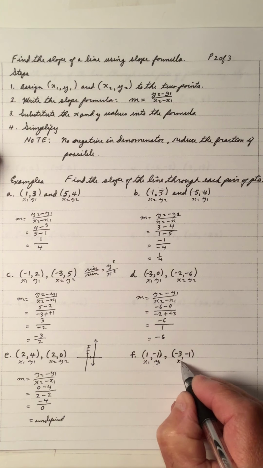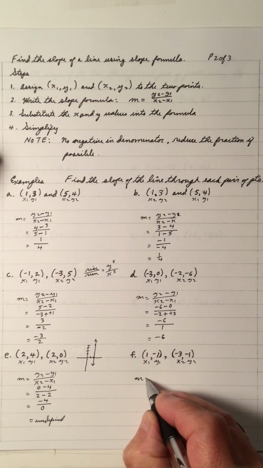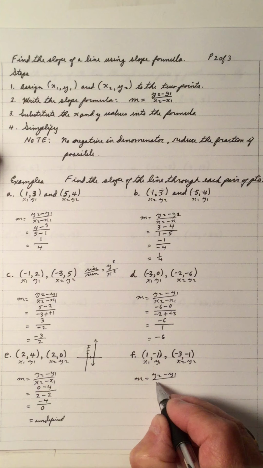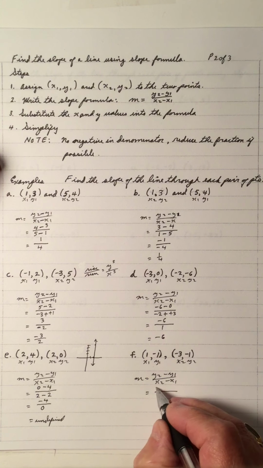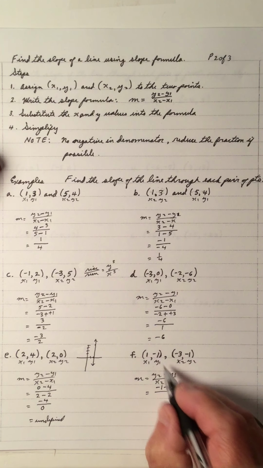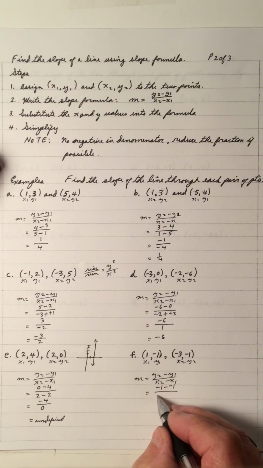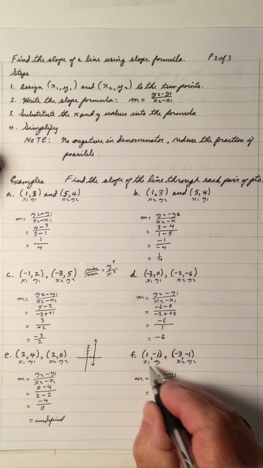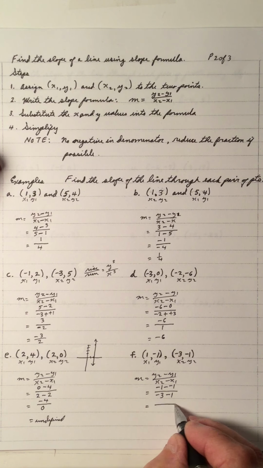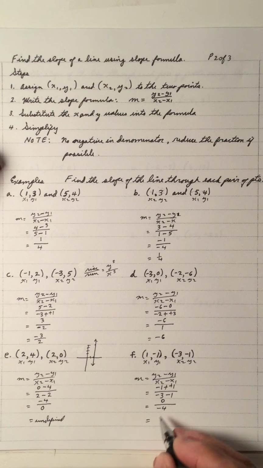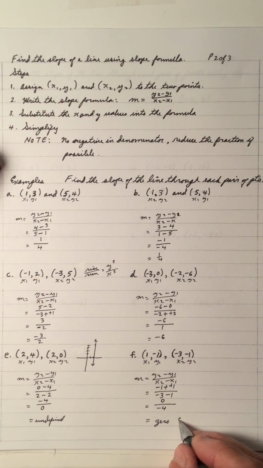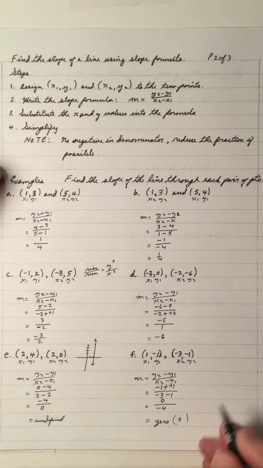x1, y1, x2, y2, and m equals y2 minus y1 over x2 minus x1, and y2 is negative 1. Subtract. y1 is negative 1. x2 is negative 3. Subtract. x1 is 1. Simplify the numerator. Double negative is a positive. Negative 1 plus 1 is 0. Negative 3 subtract 1 is negative 4. And 0 divided by negative 4 is 0.